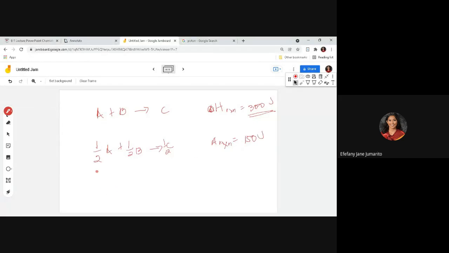What if I have 2C, then it yields 2A plus 2B? What will be the enthalpy? Negative 600. Okay, do you agree? Do you agree, Emma?